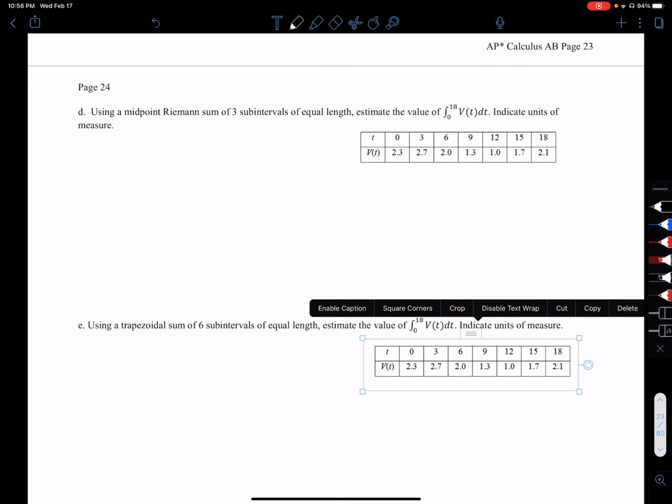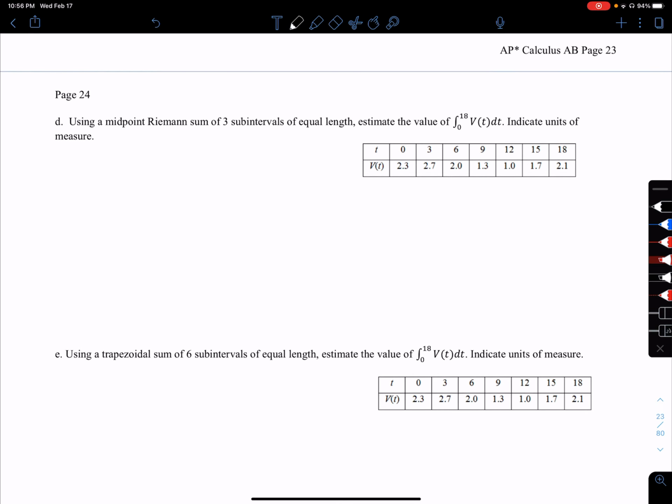D, use midpoint Riemann sums of 3 subintervals. We were doing 6 subintervals before. So if we use 3 subintervals, we would be going from 0 to 6, and then 6 to 12, and then 12 to 18. Each of those subintervals, the change in x is 6. So we'd be using this middle y value, and then this middle y value, and then this middle y value.